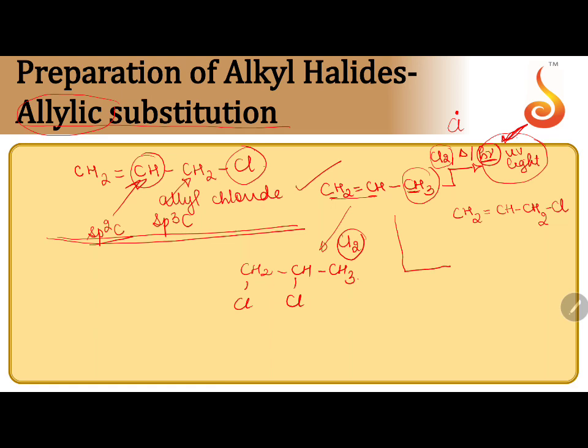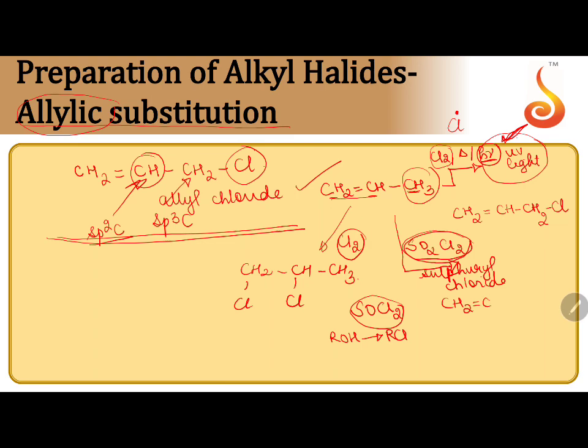The second method is by using SO2Cl2. Not to be confused with SOCl2, thionyl chloride, which was used to convert alcohol to haloalkane. SO2Cl2, sulfuryl chloride, is used to carry out allylic chlorination. So again you get the same product, that is allyl chloride. So this is more specific to chlorides only.